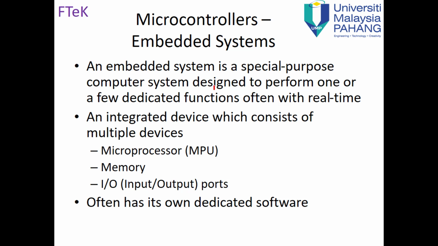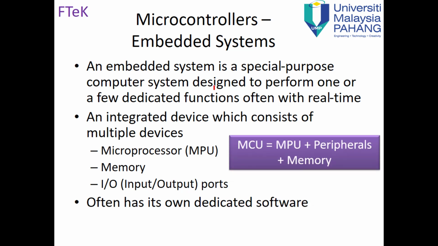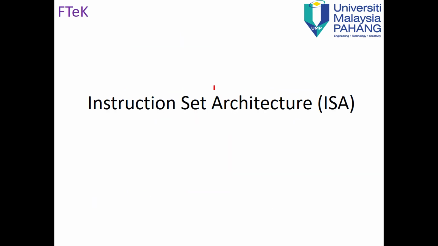It's an integrated device which consists of multiple devices like a microprocessor. The microprocessor, I think everybody knows what it is; we spoke about it also. It also includes memory, input-output ports, and often has its own dedicated software. So the embedded system is actually a complete computer. It's one chip, one integrated circuit, and this integrated circuit has all these devices: microprocessor, memory, input-output, and ports. So just to remember, the microcontroller is a microprocessor plus peripherals plus memory.